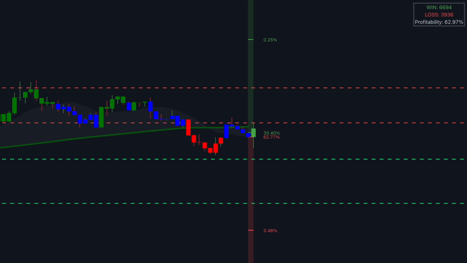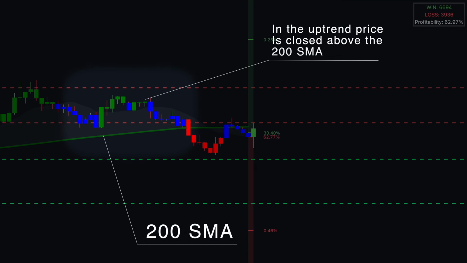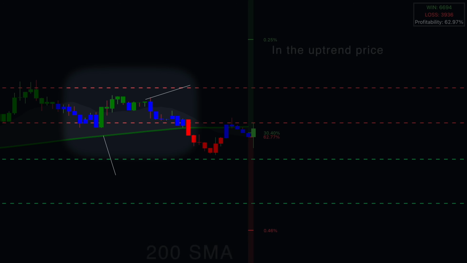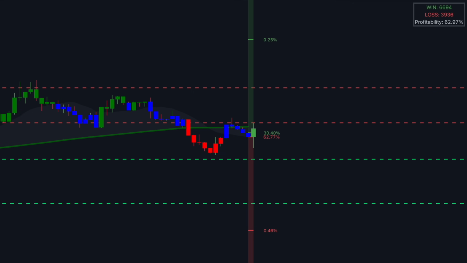So to confirm a long entry, the market must first be in an uptrend. This is confirmed by the price's relationship to 200 SMA. When price closes above the moving average, it signals that the bulls have taken control of the market. Only long positions can be opened at this time. The SMA color also matters. In order to confirm an uptrend, it must be green.